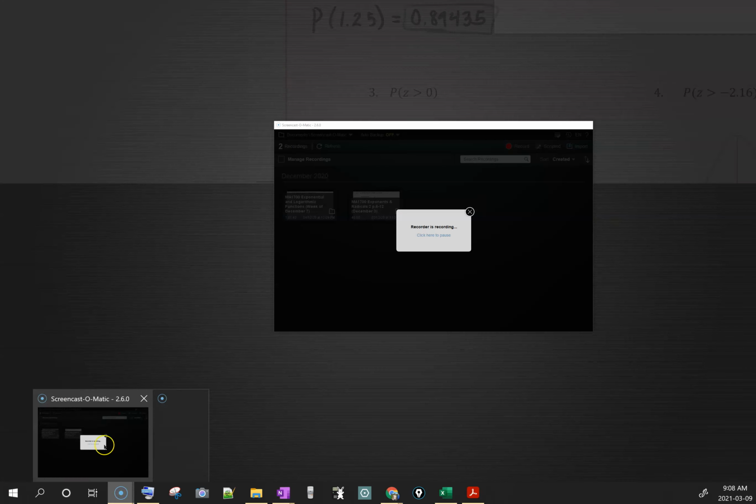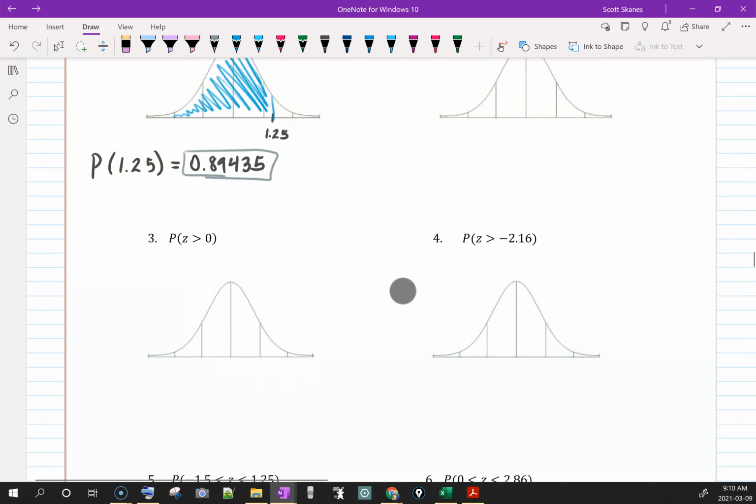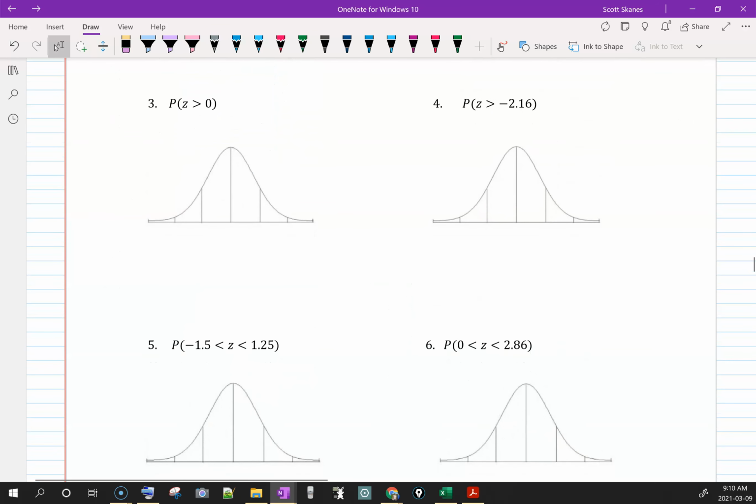So we'll do some more examples. The first question is below, the second question is below. I'll put up the answer for that one after, at the end of the section. I'll put up all the answers. Number 3 I'd like to do.